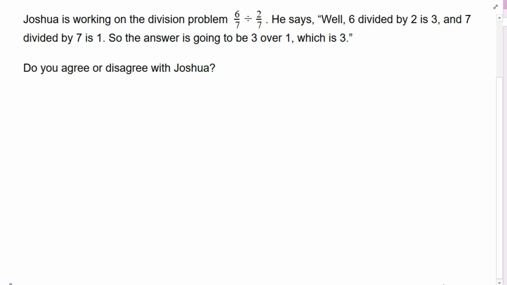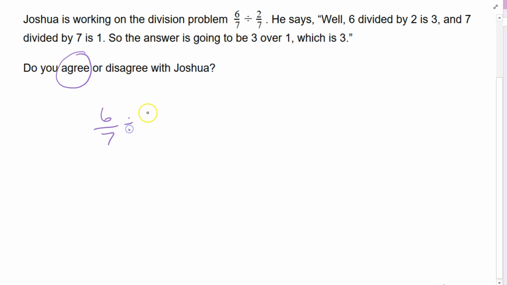Joshua is working on the division problem 6/7 divided by 2/7. He says, well, 6 divided by 2 is 3, and 7 divided by 7 is 1, so the answer is going to be 3/1, which is 3. Do I agree or disagree with Joshua? I absolutely agree with Joshua.